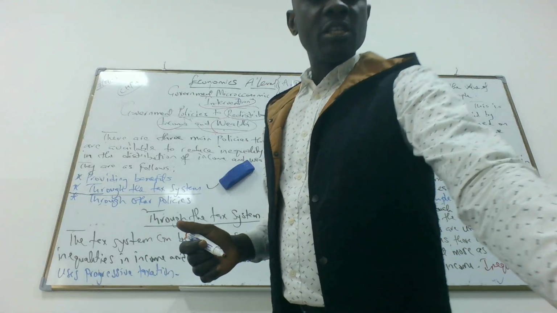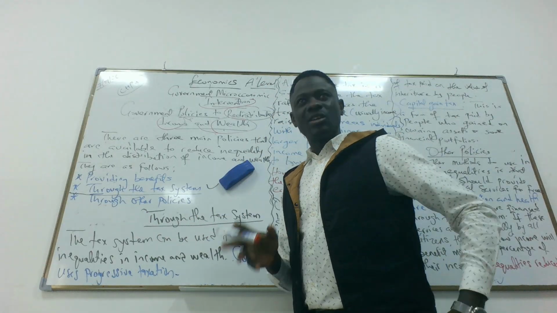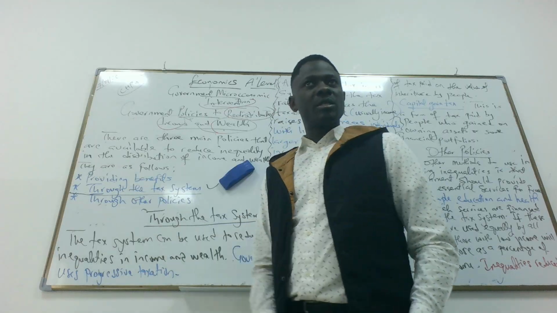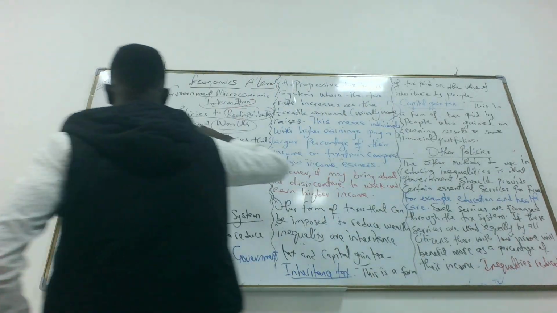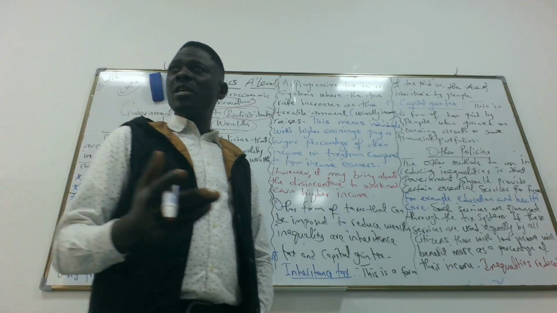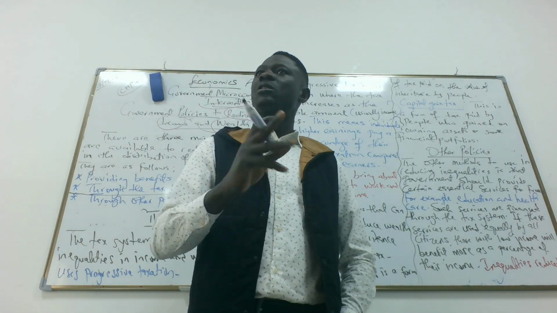Other methods which government can use to redistribute income and wealth are through the tax system and other policies. So we're going to start with the tax system. A tax is a levy imposed by government on production and consumption.